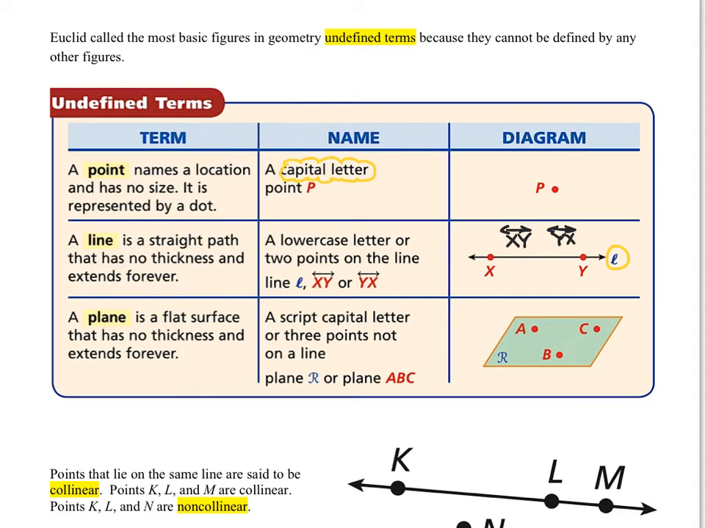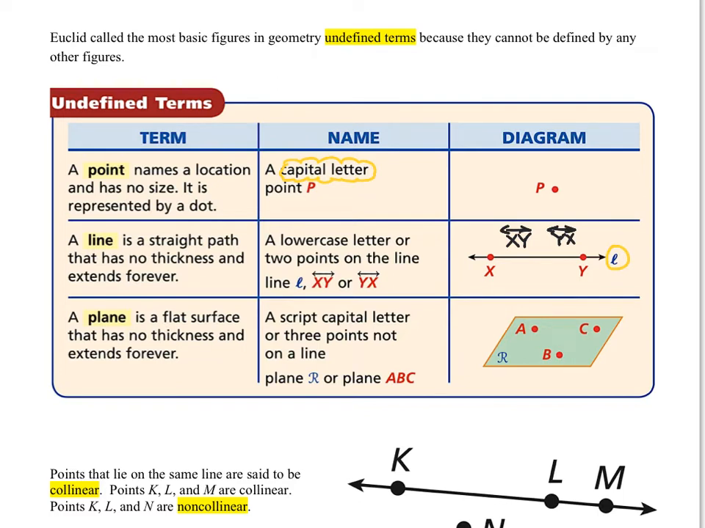A plane is a flat surface that has no thickness and goes on and on and on forever. We can think of it as a sheet of paper, but one that goes on forever in every direction. And the floor, for example, if we go outside and look at the ground, goes on forever and ever and ever in every direction.